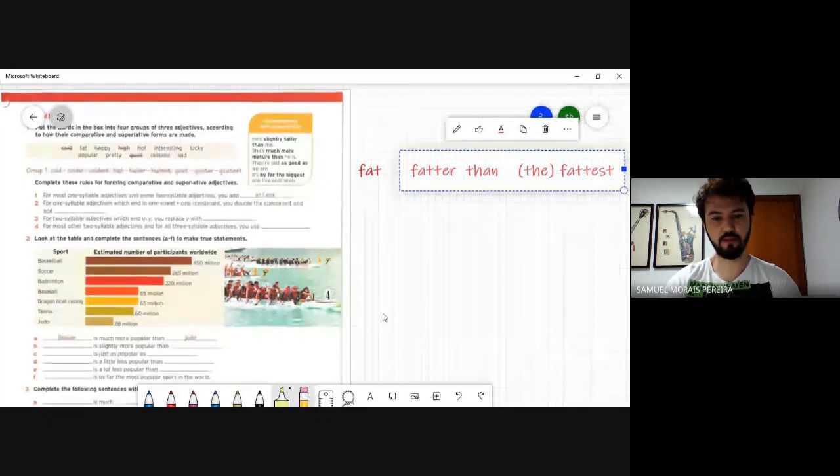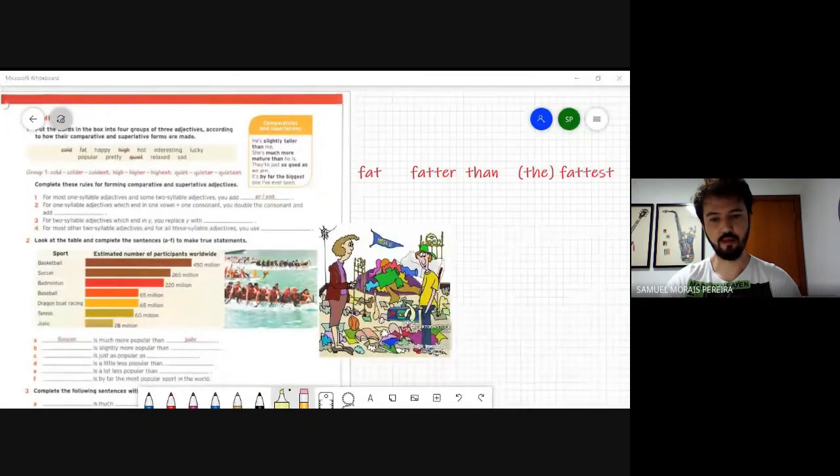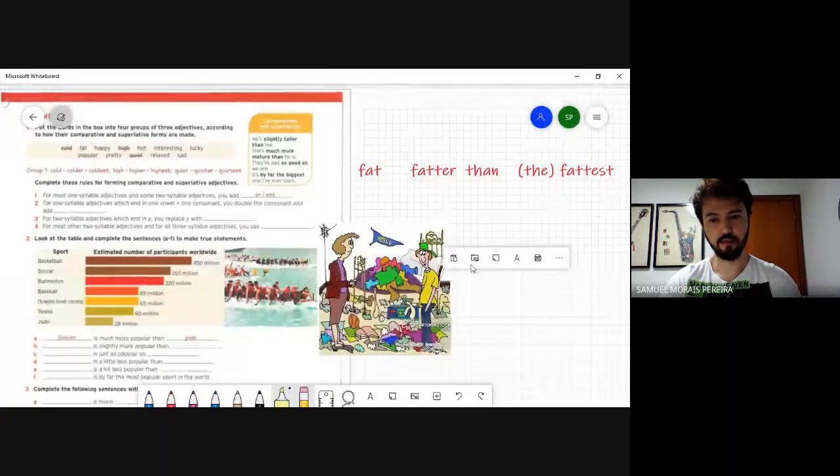Can you see? Vamos fazer mais um exemplo aqui, ó. Deixa eu aproveitar aqui que eu acabei de achar a imagem. And I'm going to show you the two pictures, okay? So take a look at these two pictures.